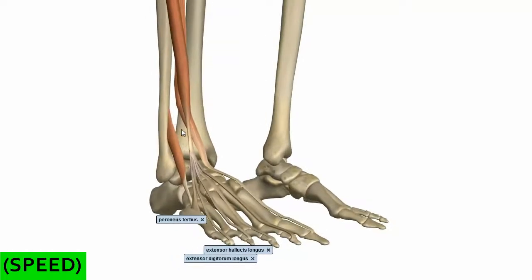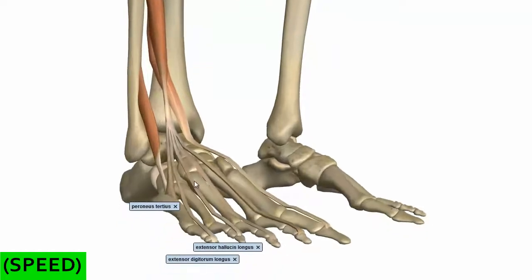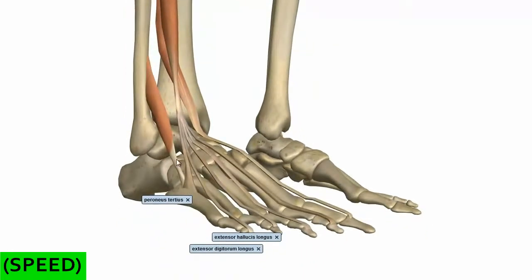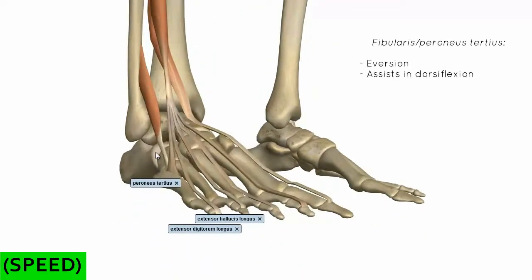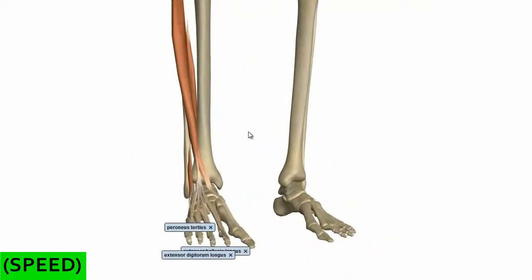It's not that clear on this model here, but the peroneus tertius, or fibularis tertius, is often considered a part of the extensor digitorum longus, and it's sometimes actually joined together with this muscle. It runs down into the foot, and this tendon inserts medially on the base of the fifth metatarsal. What this muscle does is it everts the foot and assists in dorsiflexing the foot. So those are the muscles in the anterior compartment of the leg.